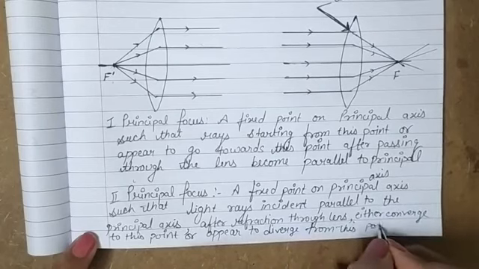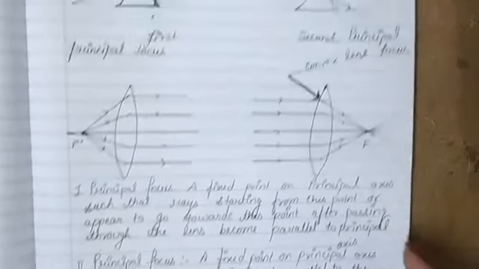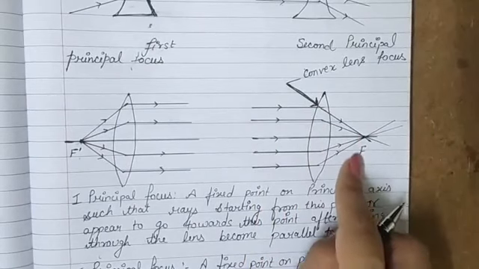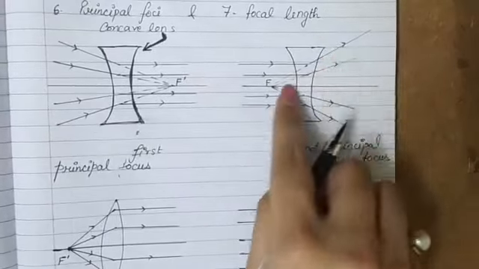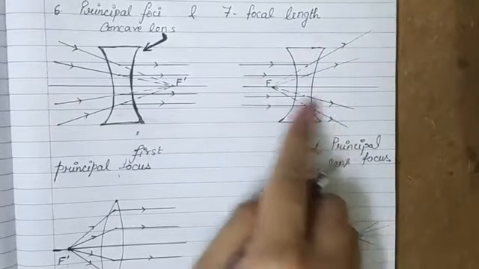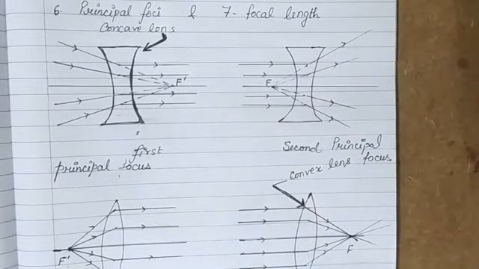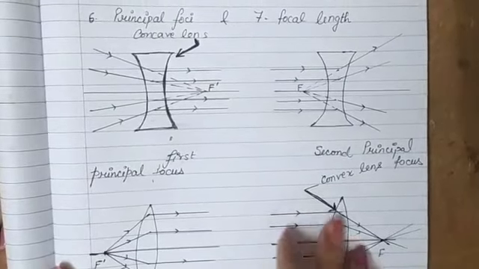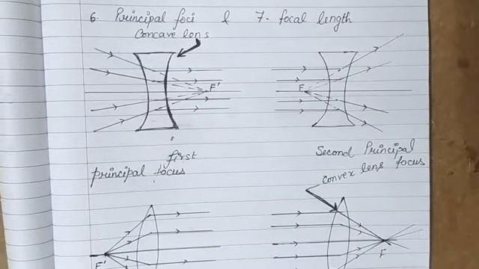Now this is for concave: whether the rays actually meet or converge to this point in case of convex, or they appear to diverge from this point in case of concave, then this point is called the second principal focus. After this there is the term focal length. Focal length can be defined as the distance between the optical center and the focus.